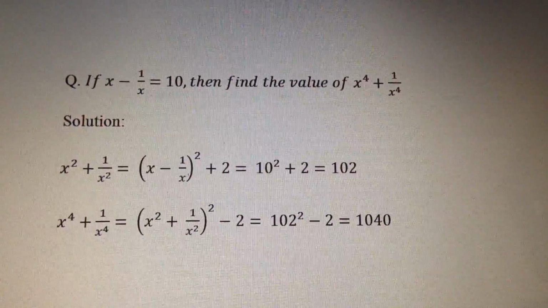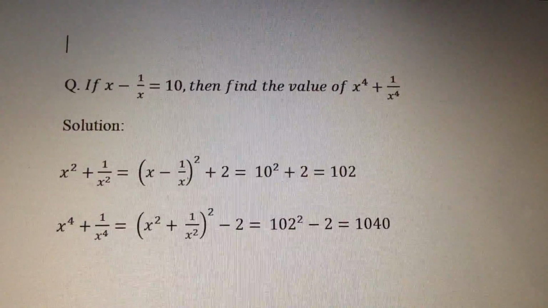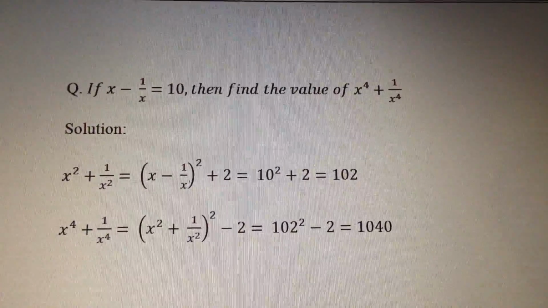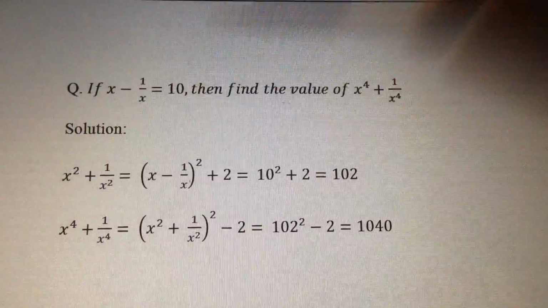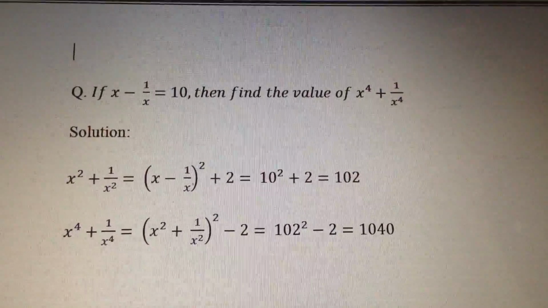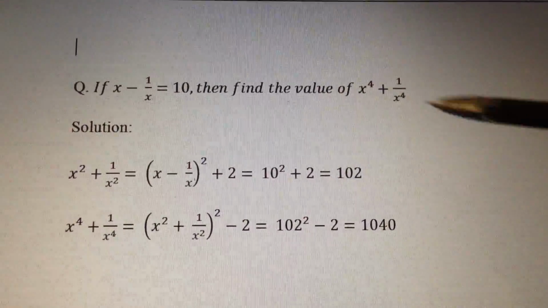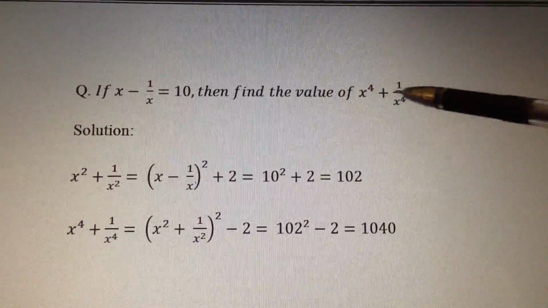Okay, let us see some examples based on the formulas we have already discussed. This question is, if x minus 1 by x is equal to 10, then find the value of x power 4 plus 1 by x power 4. We don't have any direct formula to find out the value of x power 4 plus 1 by x power 4.